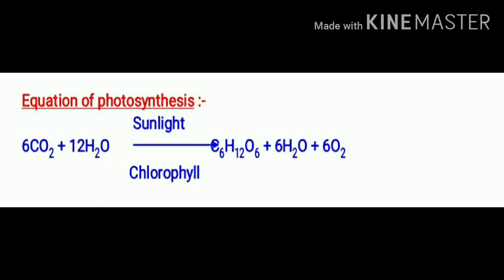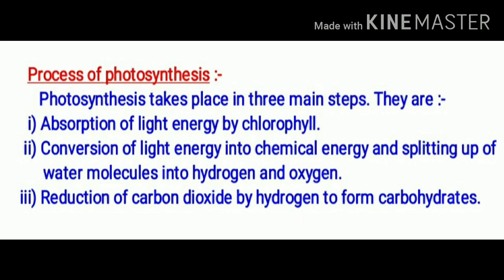The reaction taking place during the process of photosynthesis may be represented in the form of an equation. Now let us understand what actually happens during the process of photosynthesis. Photosynthesis takes place in the following three steps. Number 1, absorption of light energy, that is sunlight, by chlorophyll. Number 2, conversion of light energy into chemical energy and splitting up of water molecule into hydrogen and oxygen. Number 3, reduction of carbon dioxide by hydrogen to form carbohydrate.